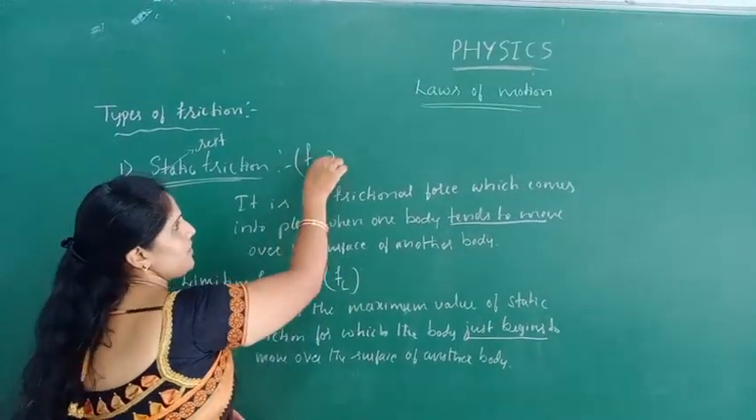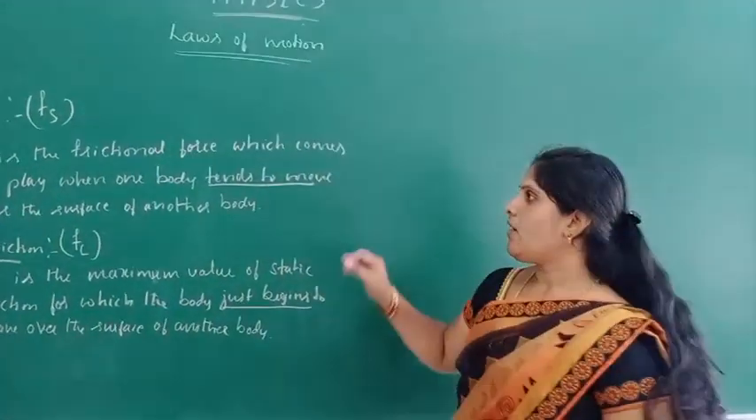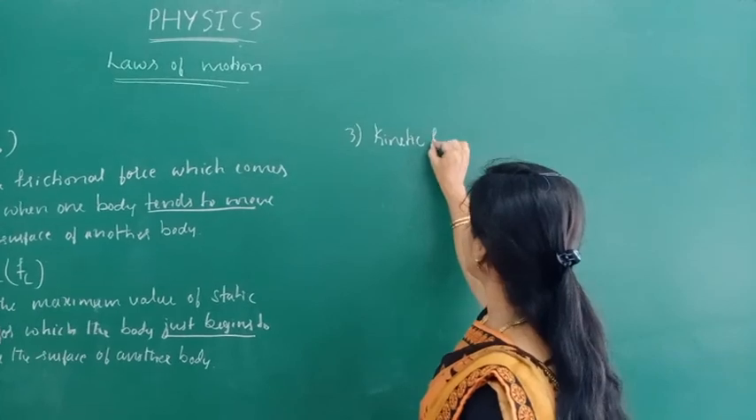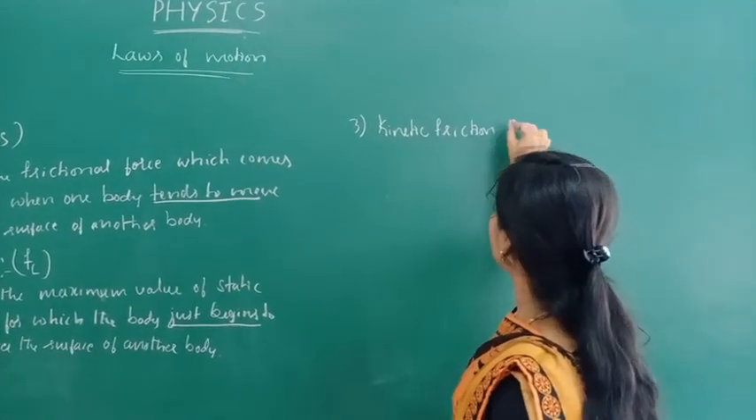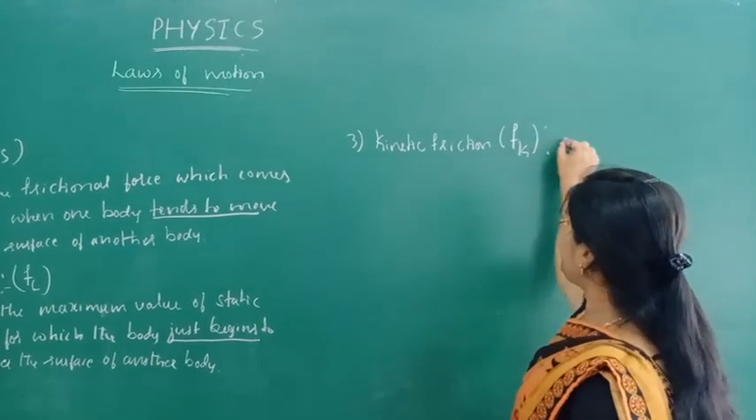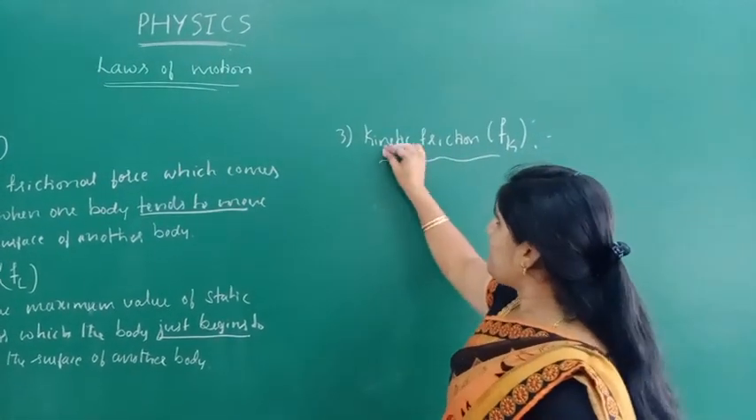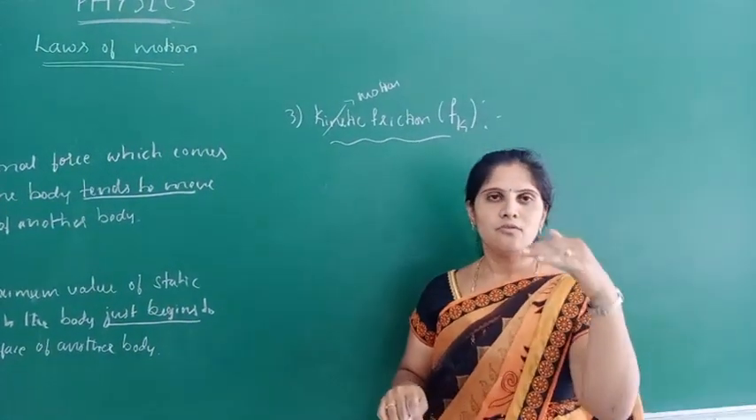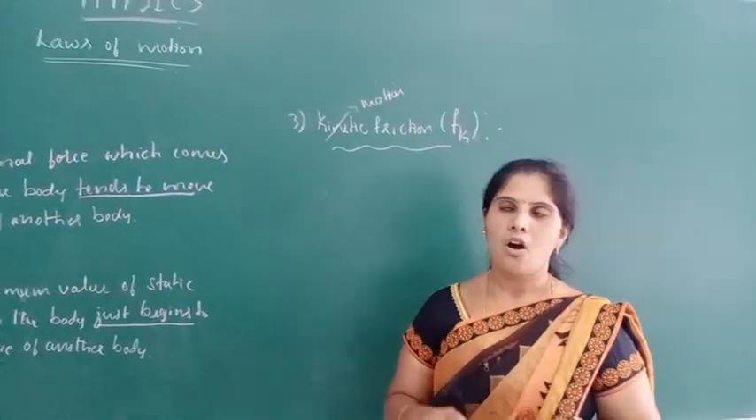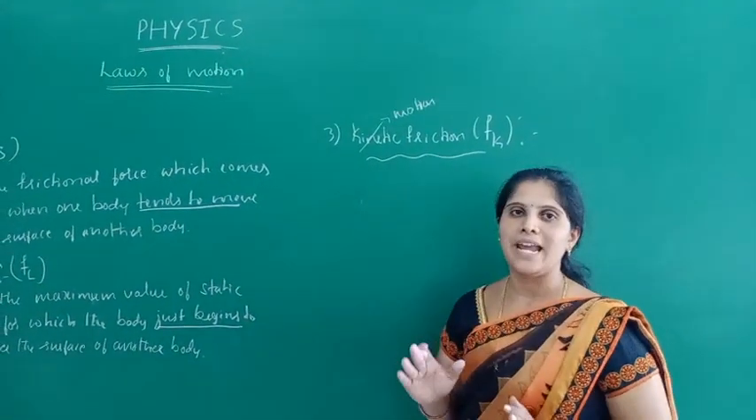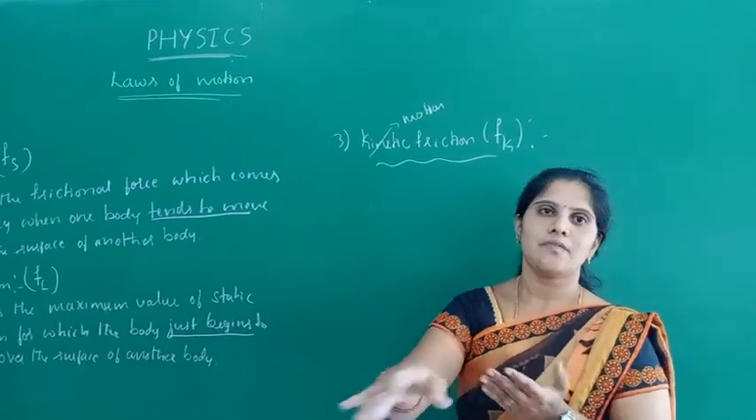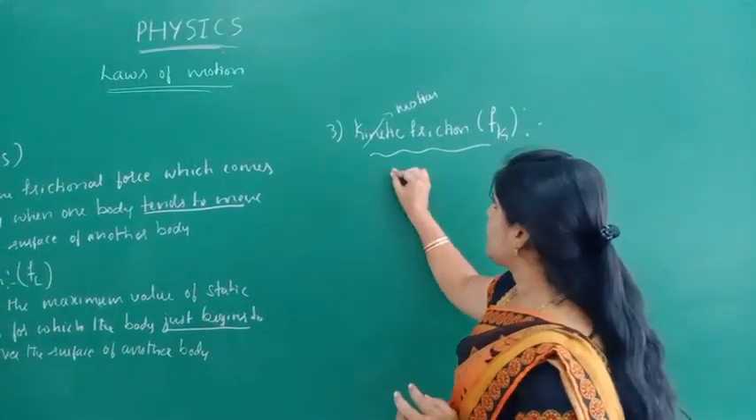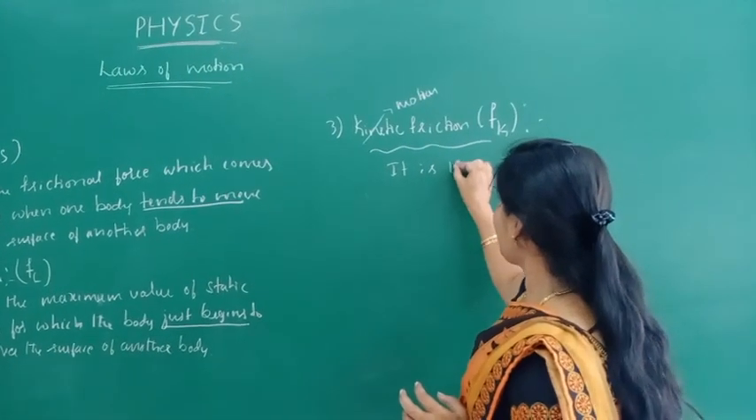Next one is kinetic friction. So the third friction is kinetic friction, or kinetic frictional force. It is denoted by Fk. Fk is the kinetic friction. Kinetic means motion, or movement. So kinetic friction means the frictional force which exists when the body is in motion, or it is the frictional force which comes into play when one body moves over the surface of another body.